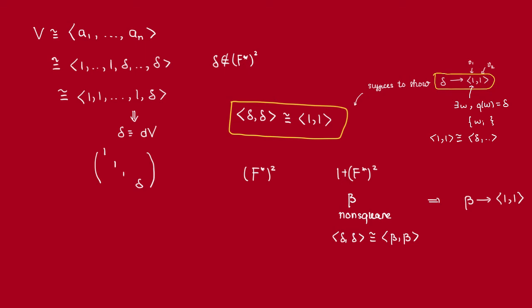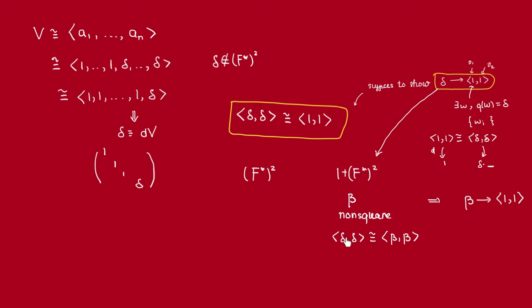Now, because they're isometric, they must have the same discriminant, but the discriminant of this is 1. The discriminant of this is delta multiplied with something. They have to be congruent to each other modulo a square, but delta is not a square. So this other element must be congruent to delta modulo a square, so that must be delta up to a square. Thus we see that it suffices to show that delta can be represented by the space ⟨1, 1⟩, and that's exactly what we are going to do now.